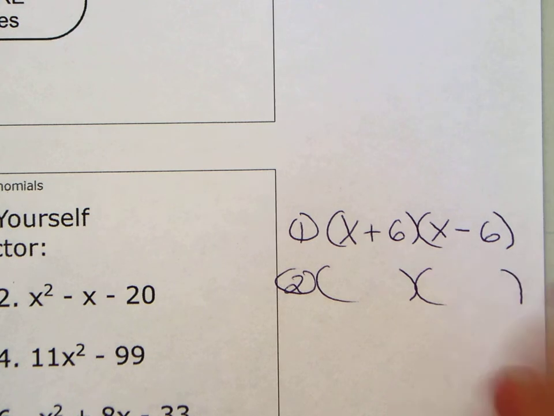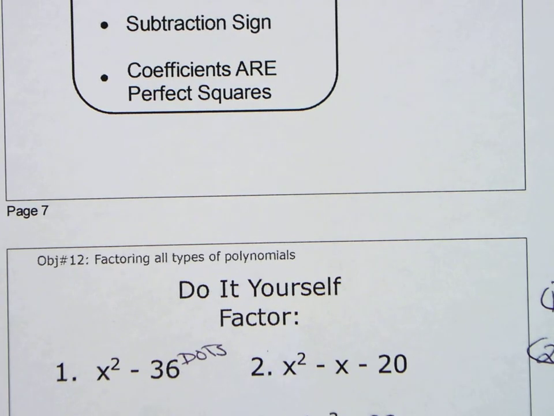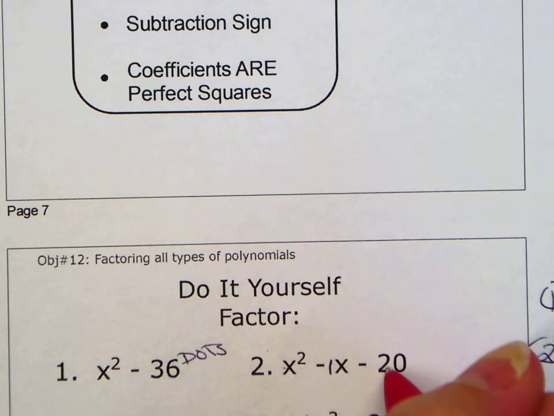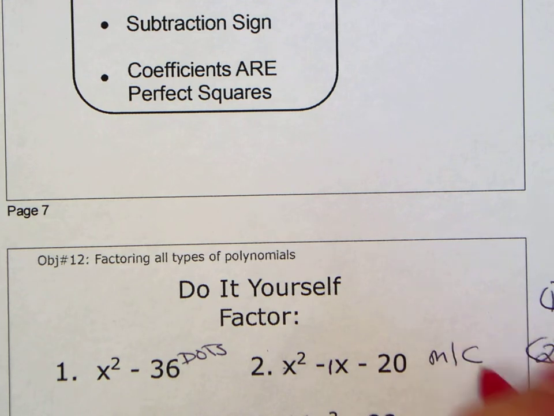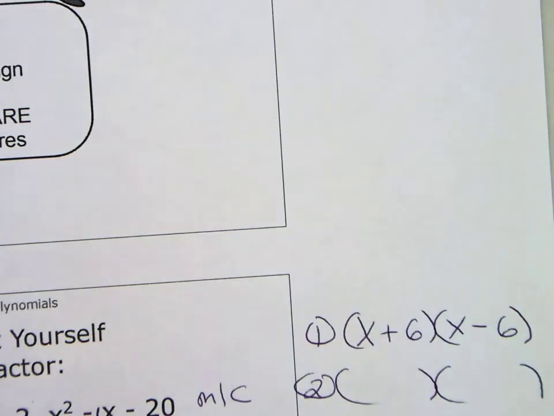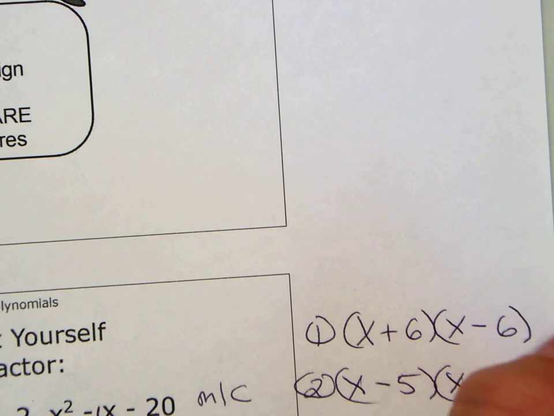Number 2 was x squared minus x minus 20. What's the coefficient of that x? There's a 1 there. So this is a trinomial, nothing in front of x squared. That's your MC chart. Okay? All right, what multiplies to negative 20 and combines to negative 1? So basically, what multiplies to 20 and is consecutive, next to each other, because they subtract to 1? 4 and 5. So it's x minus 5, x plus 4.